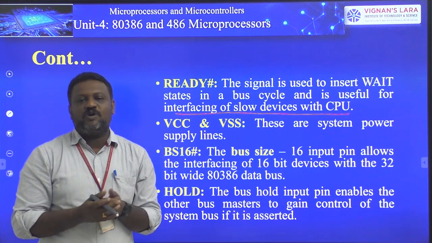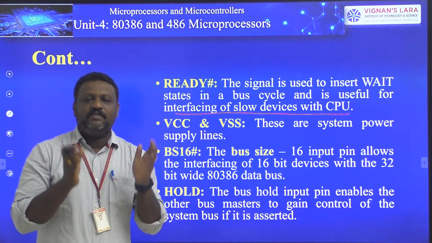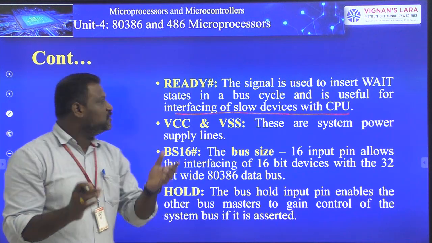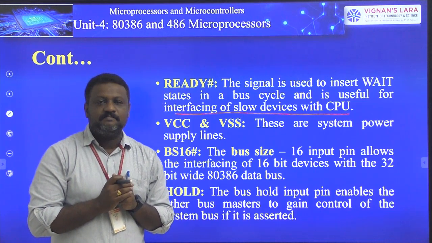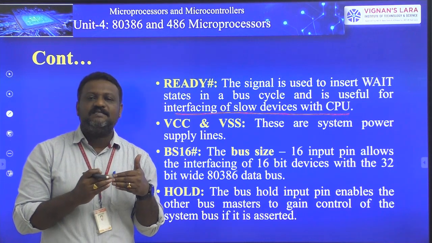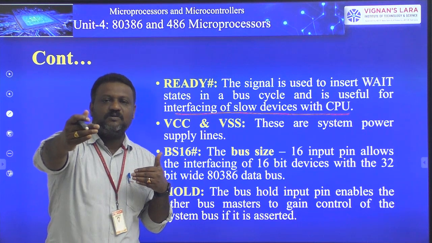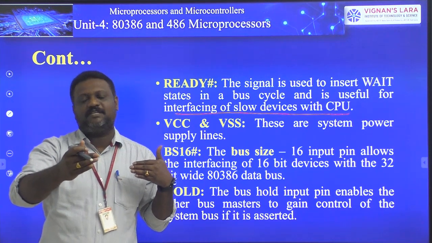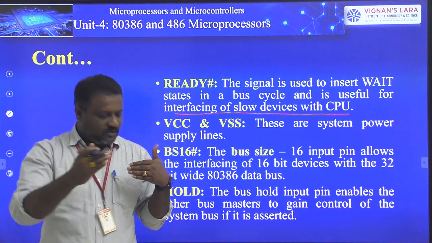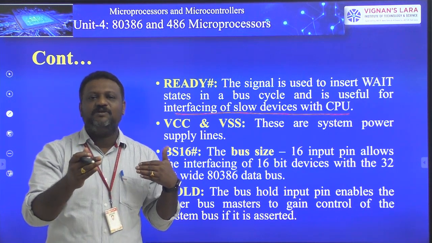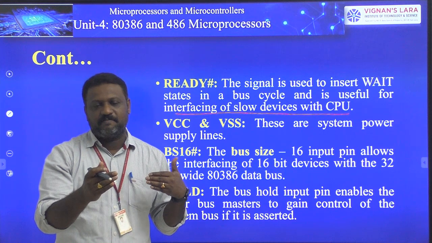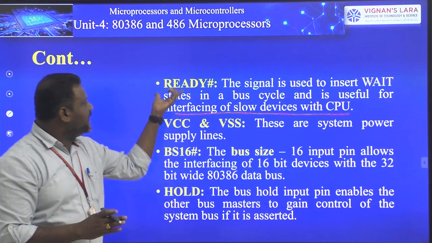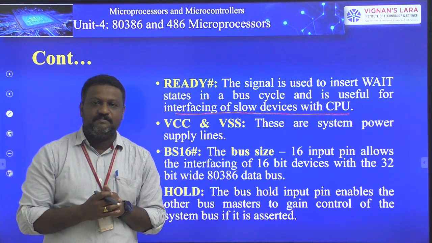Whenever an I/O device wants to communicate with the processor, it takes the help of this ready signal. Because your device's speed is less, but your processor speed is more. First of all, you have to synchronize the speed of the I/O device with the processor. After that only can data be transferred between an I/O device and a processor. On that occasion, the I/O devices take the help of a ready signal.